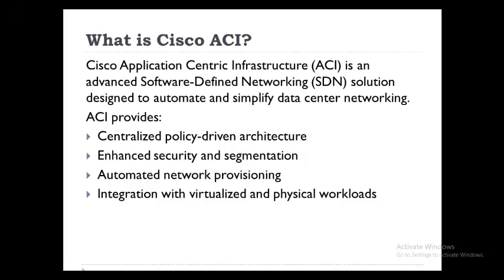What does it do? It automates and makes things easier in a data center network. What does ACI provide? A centralized policy-driven architecture. Yes. We are not going to go to each and every device like routers and switches. You don't need to go to every hop.